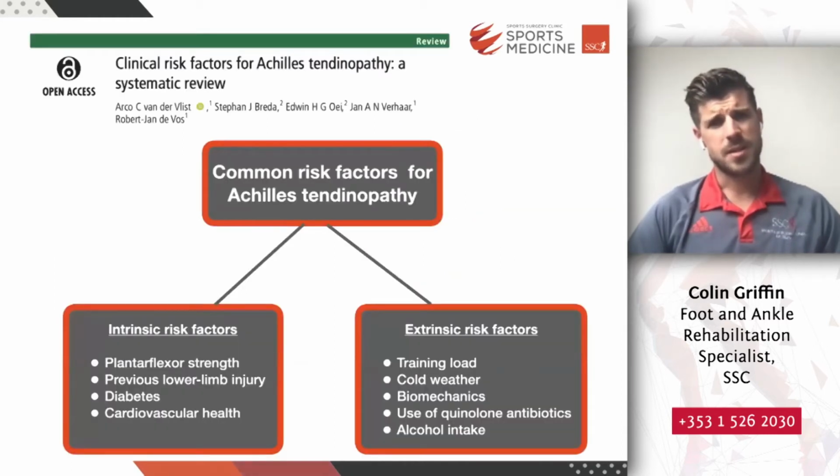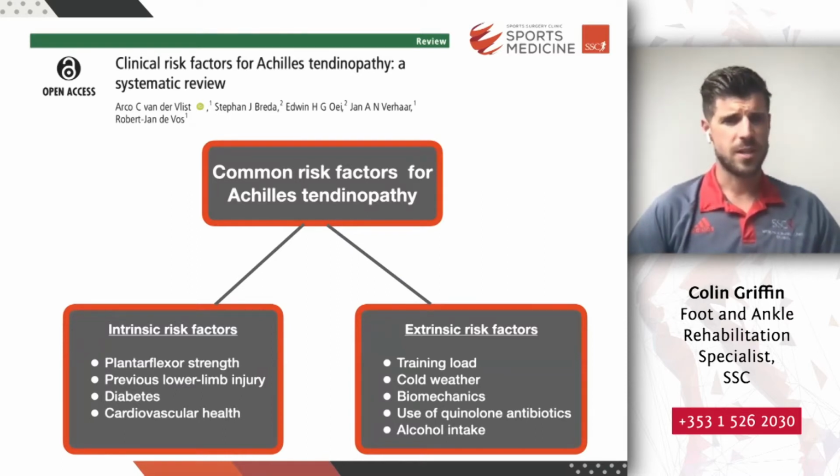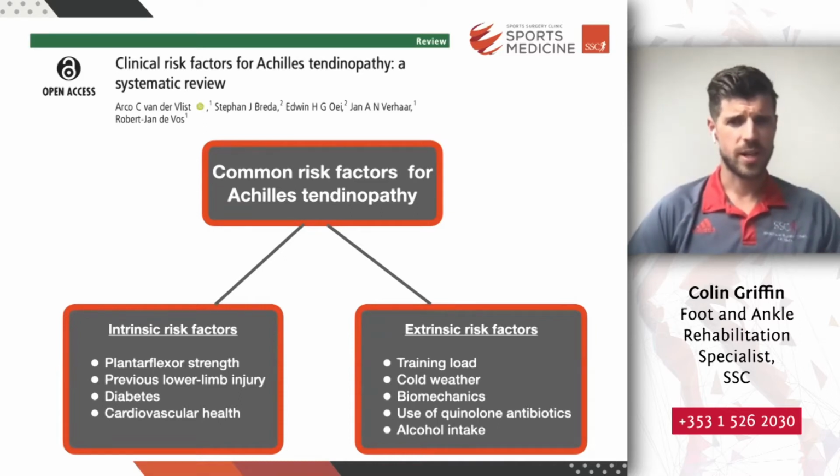So Achilles tendinopathy is a common one that we see, and again, as I said at the start, it's the main focus of my PhD. So some of the common risk factors for Achilles tendinopathy, we can separate them into intrinsic or internal risk factors and extrinsic risk factors. So internal risk factors being calf strength. So for people who have poor calf strength, there have been some studies to show that some of them have gone on to develop Achilles tendinopathy.